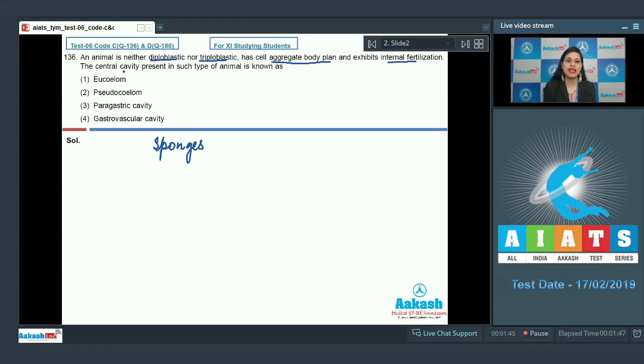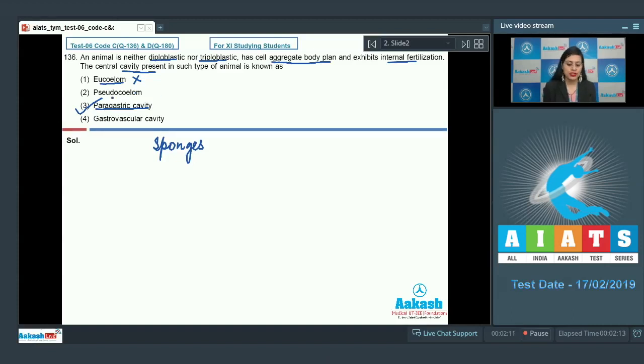And the central cavity in such type of animals or in sponges is option number 3, that is paragastric cavity. So paragastric cavity is the correct answer to our question. Let's discuss other options also. The very first option given is eucoelom, and this is an incorrect option because eucoelom is the central cavity present in true eucoelomates such as arthropods and annelids, etc.